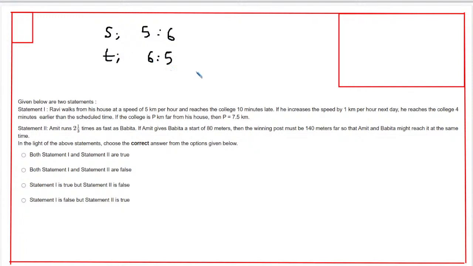It is inverse proportion. Now, according to the ratio, there is a change of 1 unit. This will correspond to the actual difference between the times. What is the actual difference? It is 10 minutes late and 4 minutes early. So there is a difference of 14 minutes. So this 5 will correspond to 70 minutes.